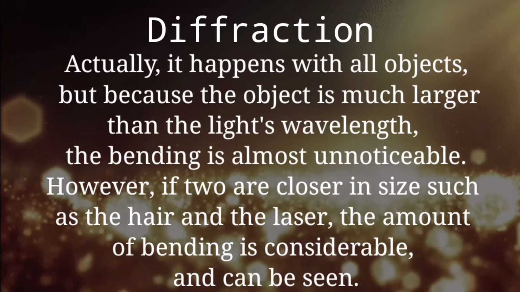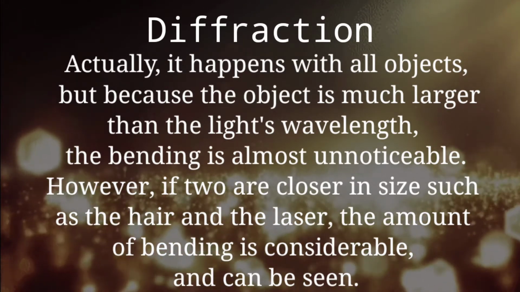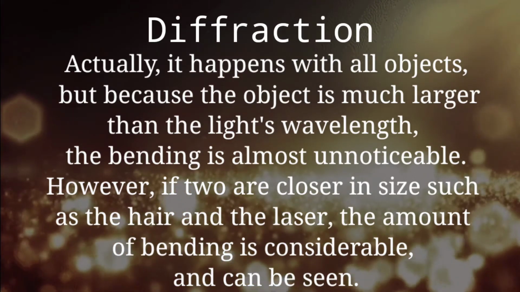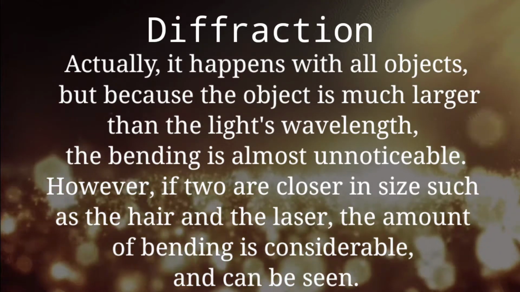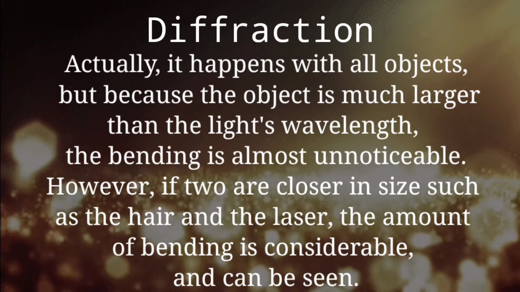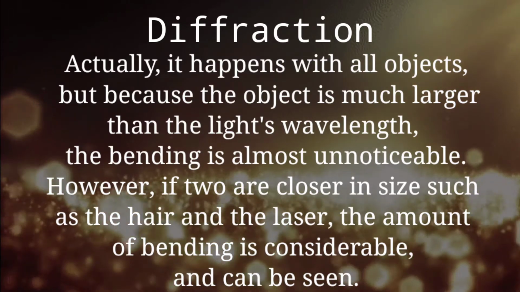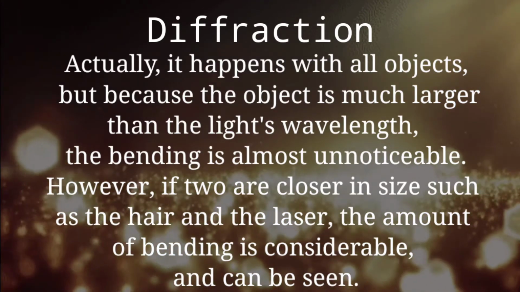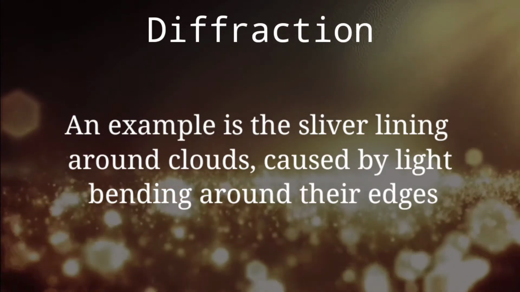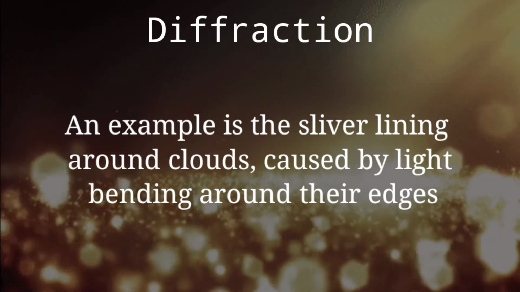Actually, it happens with all objects, but because the object is much larger than the light's wavelength, the bending is almost unnoticeable. However, if the two are closer in size, such as the hair and the laser, the amount of bending is considerable and can be seen. An example is the silver lining among clouds caused by light bending around their edges.